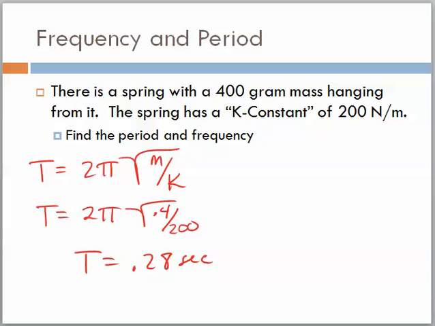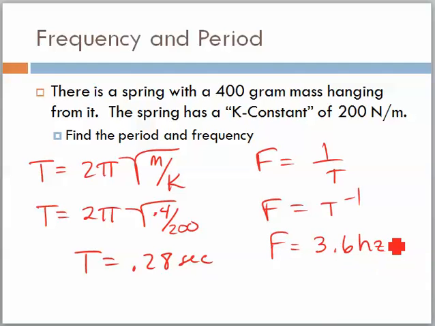Well, now that we know the period, the frequency is real easy to find because the frequency is just 1 over the period, or frequency equals T inverse. So we simply type that in and hit the inverse button, there it is. And we get a frequency then that's equal to 3.6 hertz.